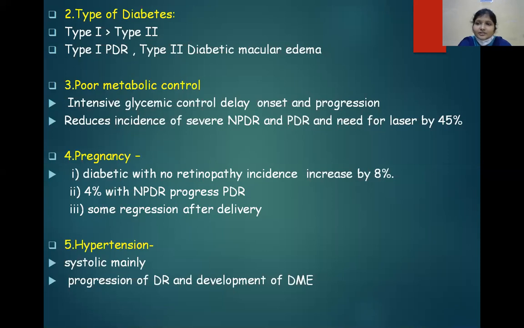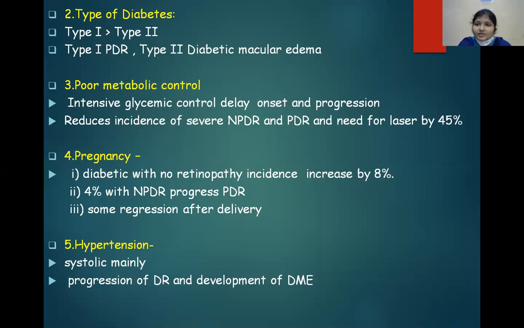Other risk factors are pregnancy. In patients with diabetes and no retinopathy, because of pregnancy, there can be increased incidence of retinopathy by about 8%. And in patients with NPDR, there is progression into PDR by 4%. In some cases, after delivery, the changes of retinopathy regress and everything becomes normal.